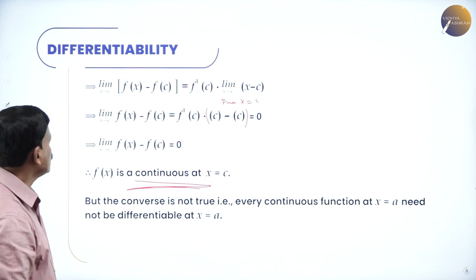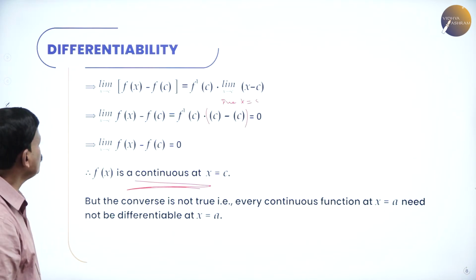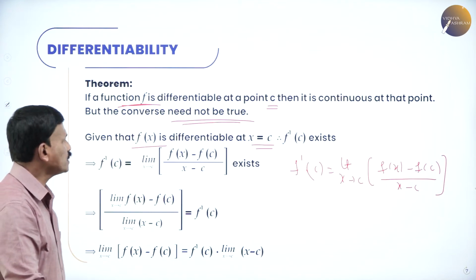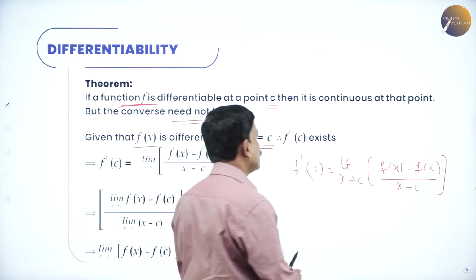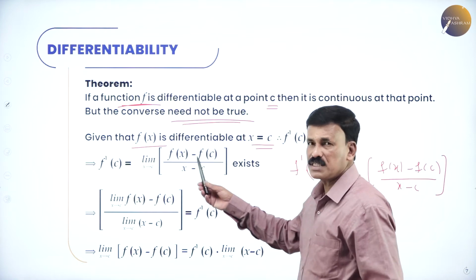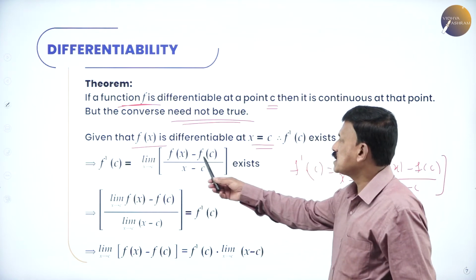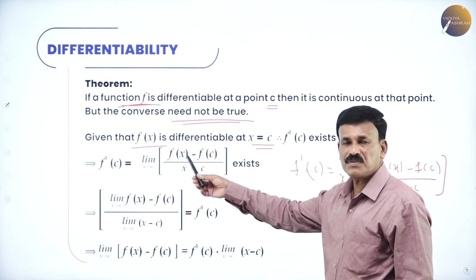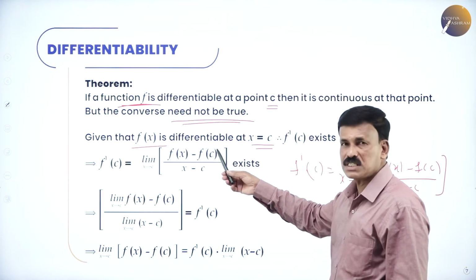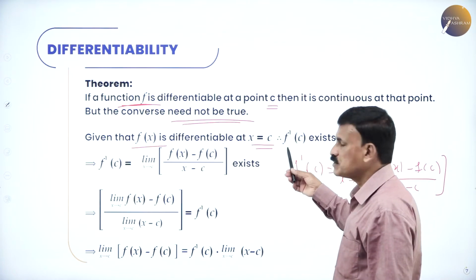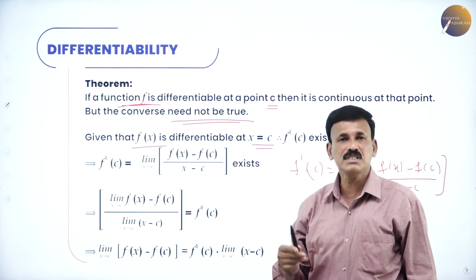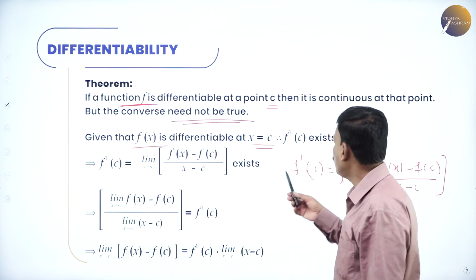See here. What is the definition? According to the definition, if a function f is differentiable at the point c, then it is continuous at that point. But the converse need not be true. So, let us consider a function f of x which is differentiable at the point c. If it is differentiable at the point c, then according to the definition, f dash of c exists.